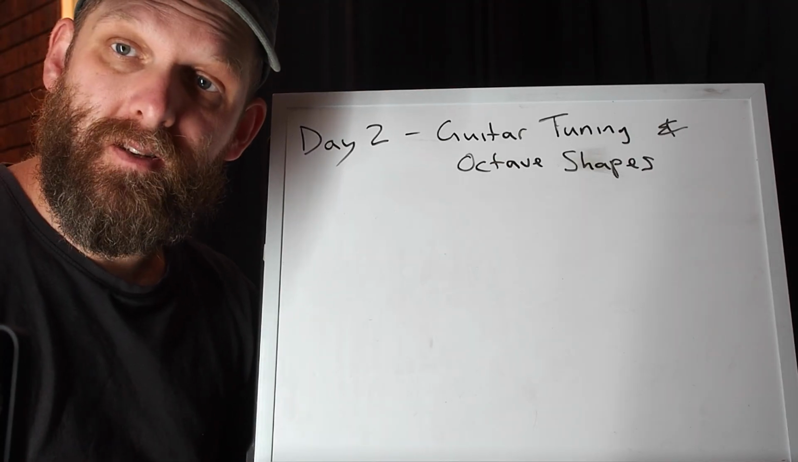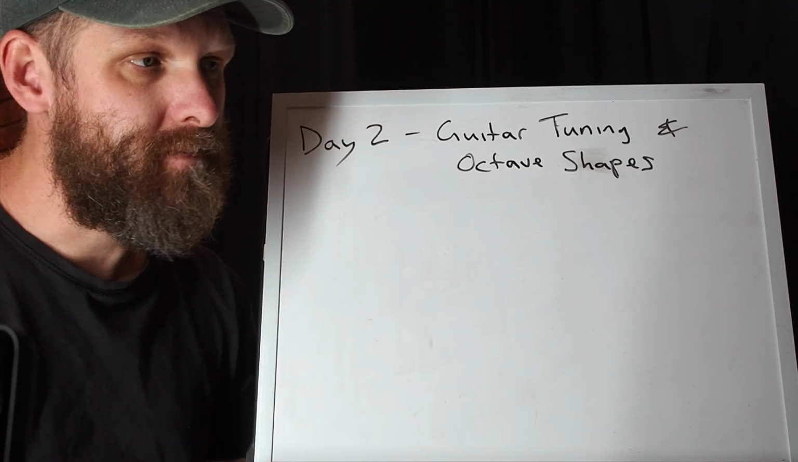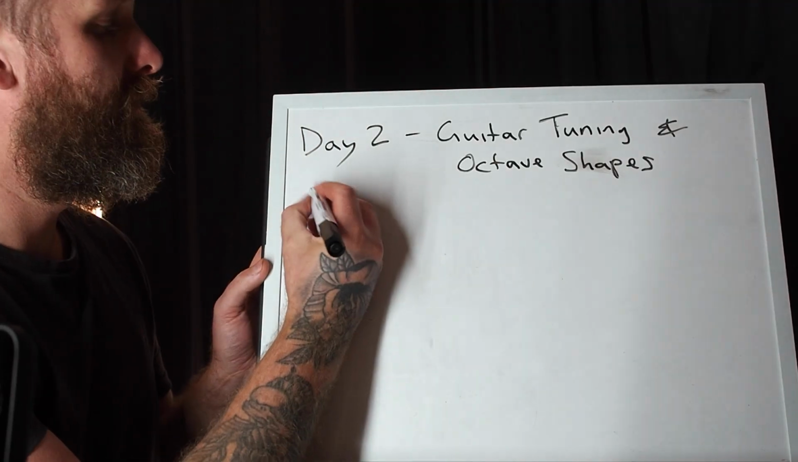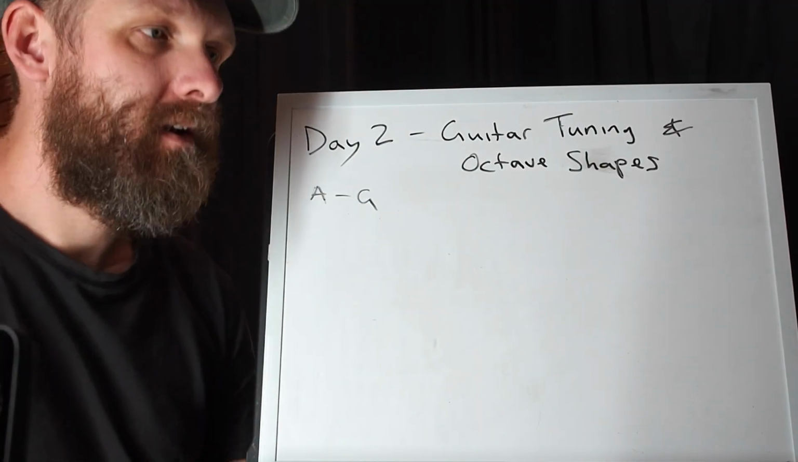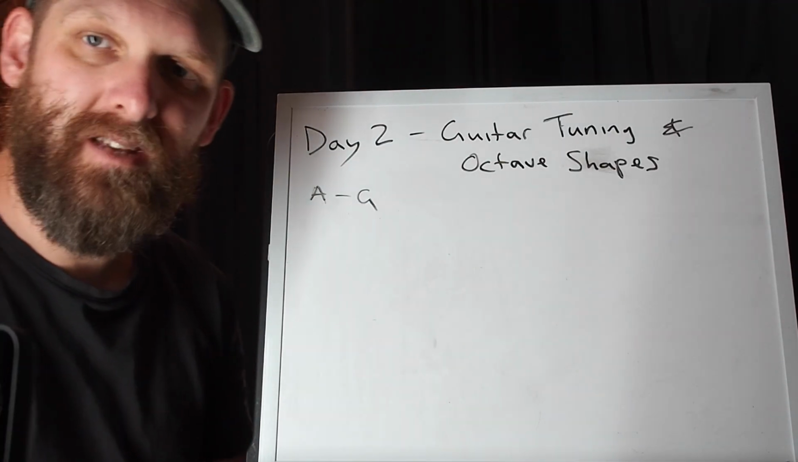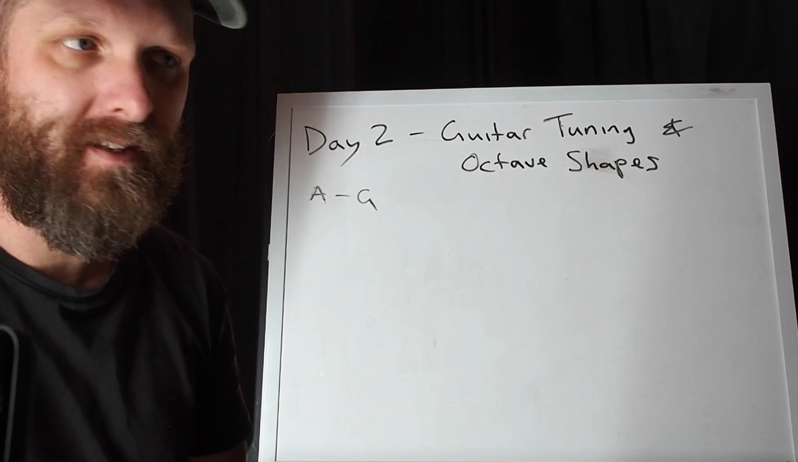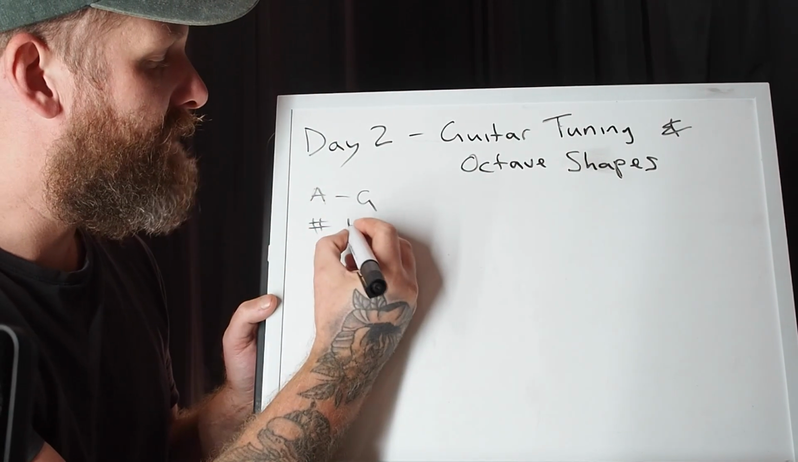Just to recap on yesterday, we talked about the 7 letters of the musical alphabet, which is A through to G, and then it repeats that cycle. A, B, C, D, E, F, G, A, B, C, D, E, F, G. Okay, talked a little bit about sharps and flats.